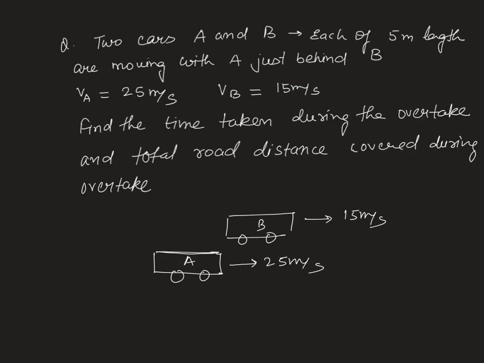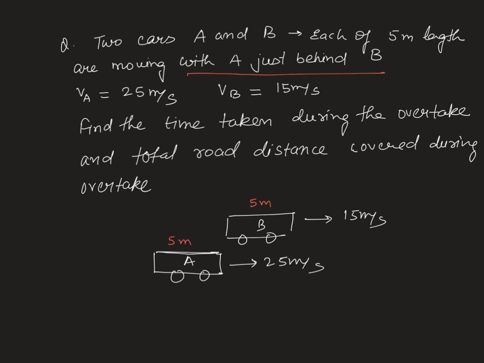So this is another question that we need to discuss. We have two cars A and B and both have length of 5 meters. This car has also a length of 5 meters and this car has also a length of 5 meters. Very long cars, I think. And A is just behind B. You can see A is just behind B.